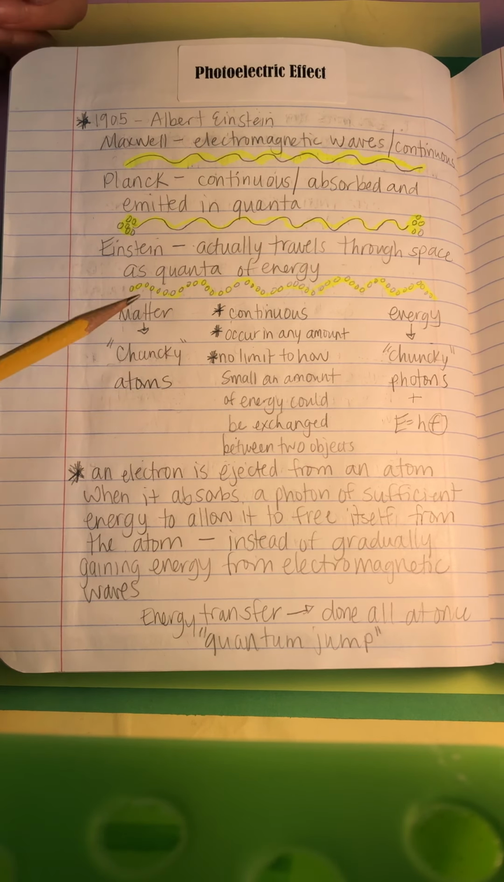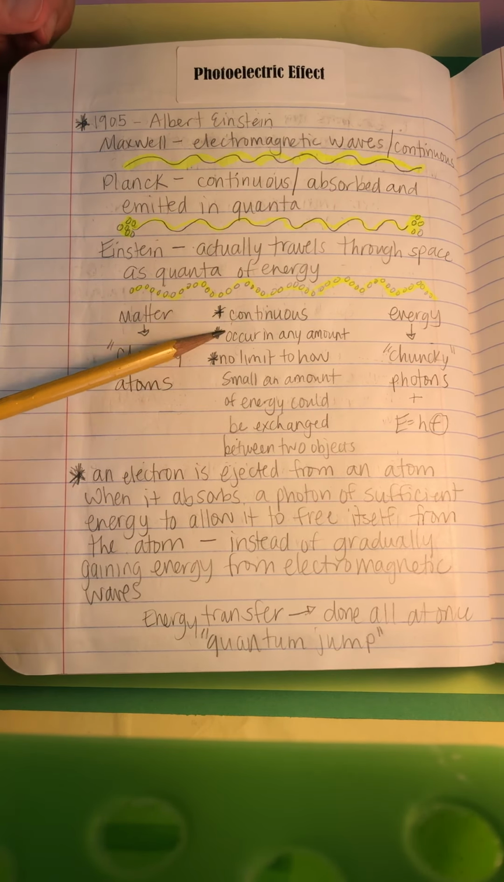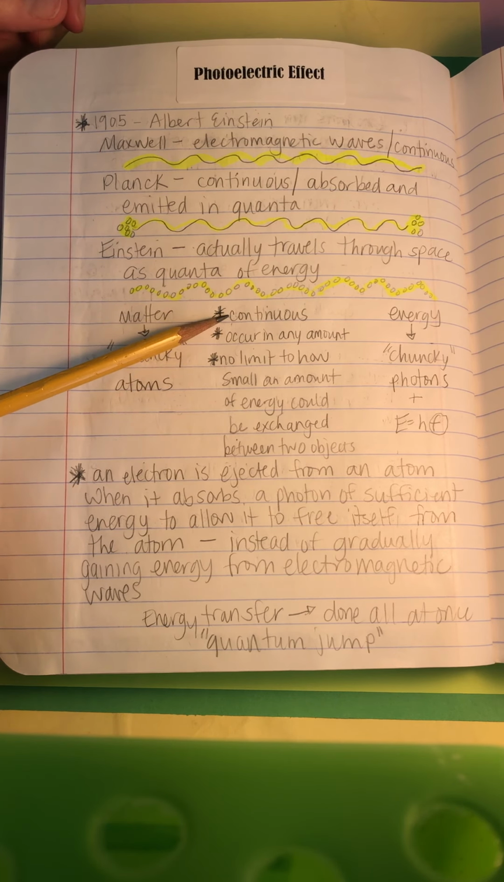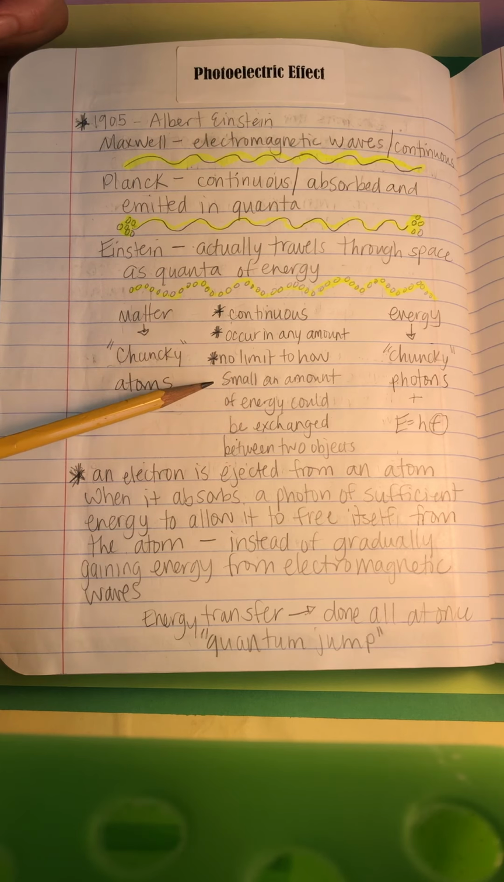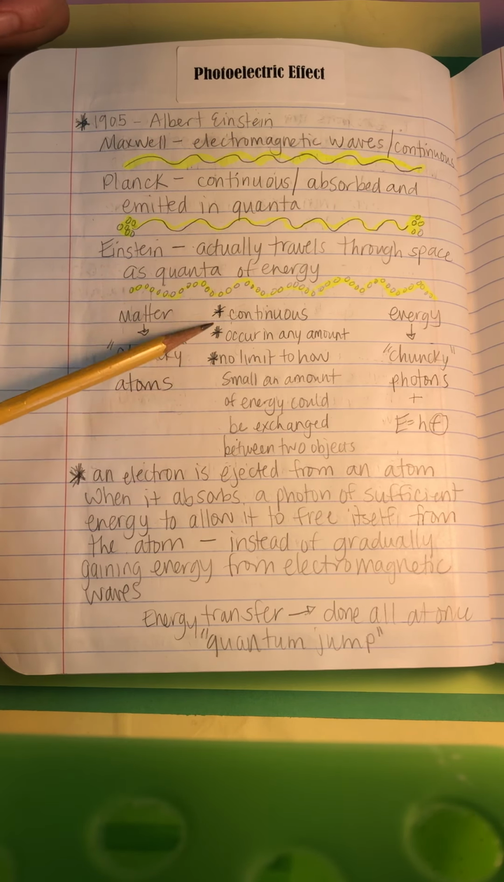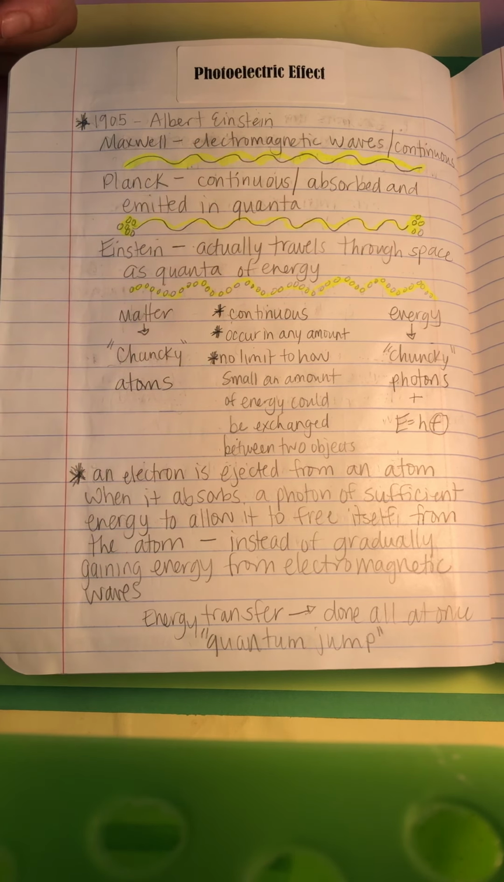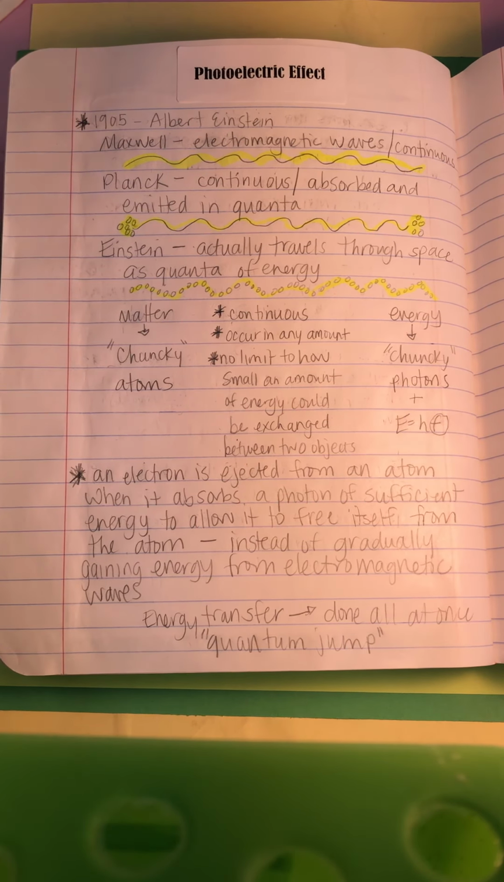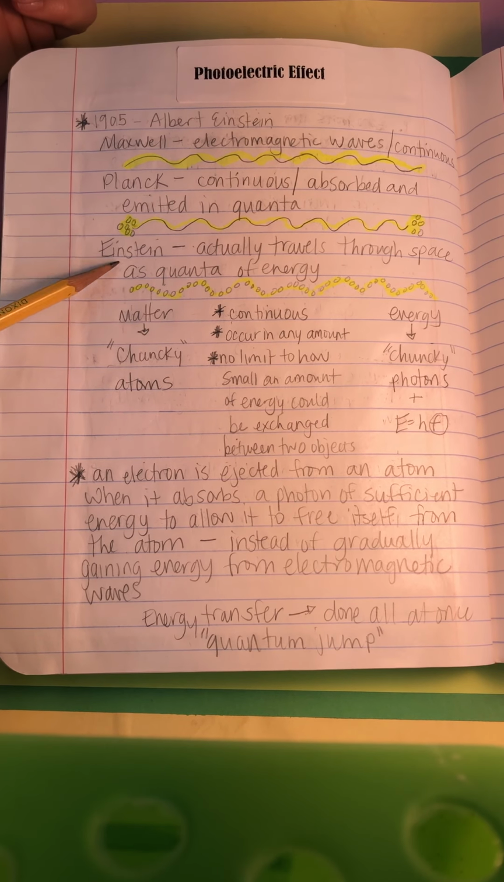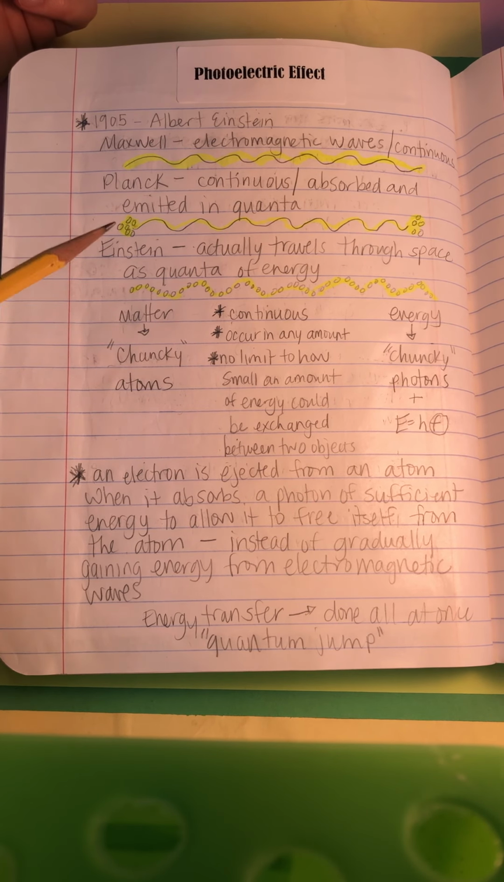It's not continuous. But at the time, energy was thought to be continuous, occurring in any amount, no limit to how small an amount of energy could be exchanged between two objects. And so it was this continuous thing. Even though quanta was being proposed by Planck, it wasn't really getting much recognition until the time of Albert Einstein.